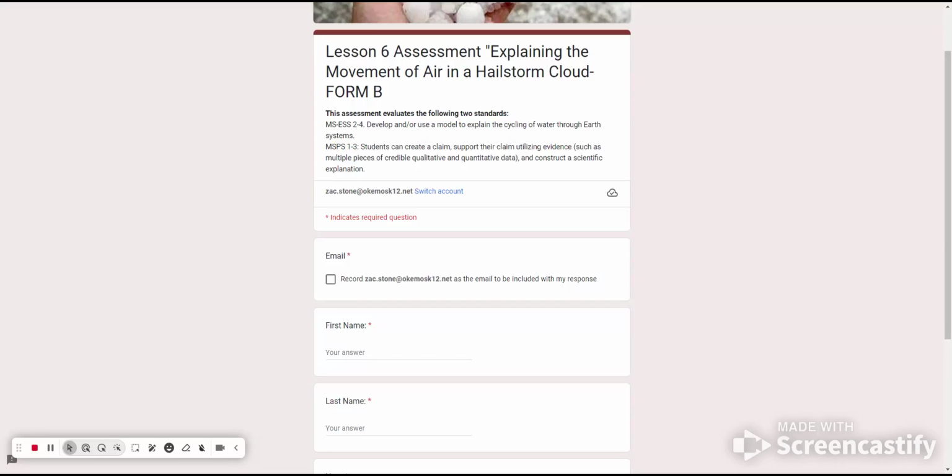Okay, this is lesson 6 assessment, explaining the movement of air in a hailstorm cloud. This assessment is going to evaluate the following two standards: MS-ESS2-4, develop and/or use a model to explain the cycling of water through Earth systems, and MS-PS1-3. Students can create a claim, support their claim utilizing evidence, such as multiple pieces of credible qualitative and quantitative data. If you remember, qualitative is description, quantitative is numbers, and construct a scientific explanation.